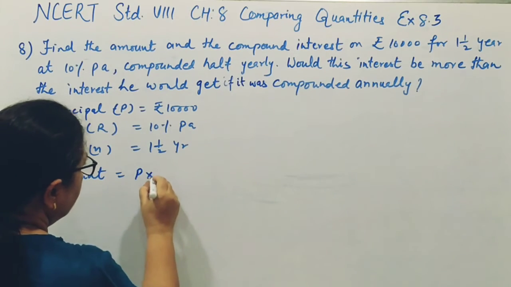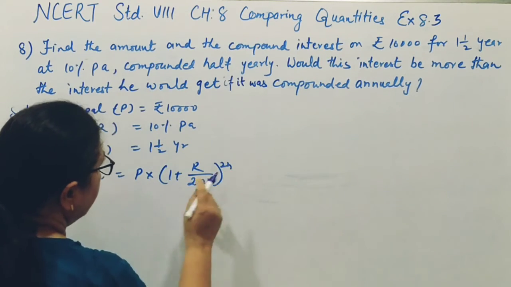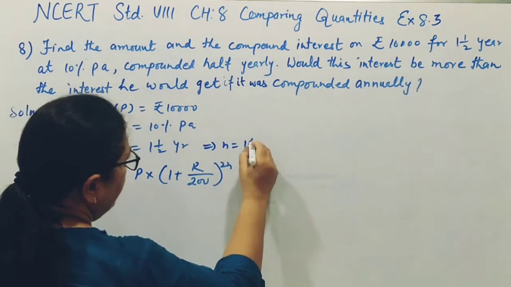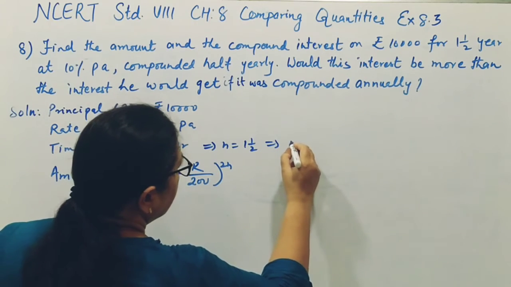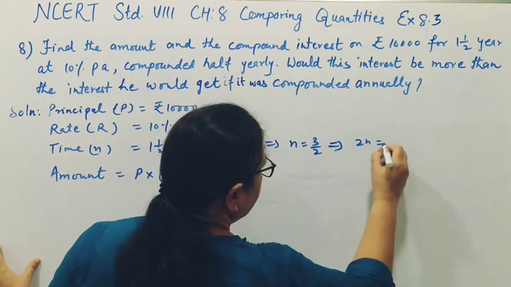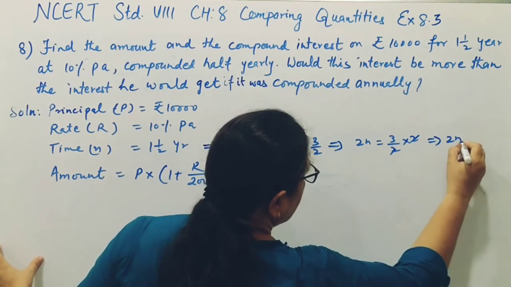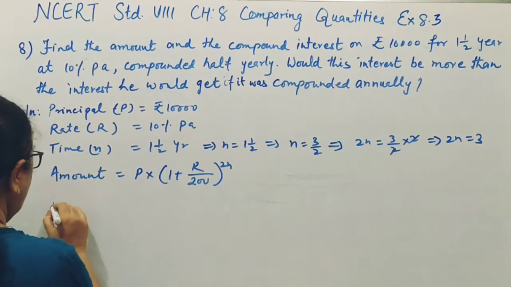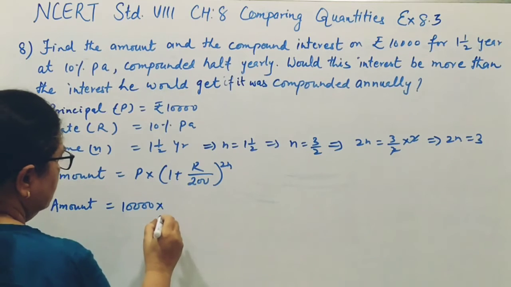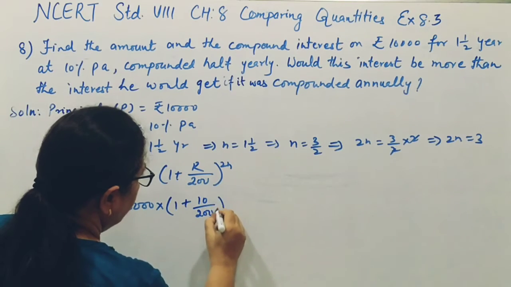Therefore, amount is given by P into 1 plus R upon 200 raised to power 2n, since it is compounded half yearly. Here n is equal to 1.5, which implies n is equal to 3 upon 2. Therefore, 2n is equal to 3. So amount is 10,000 into 1 plus 10 upon 200 raised to power 3.